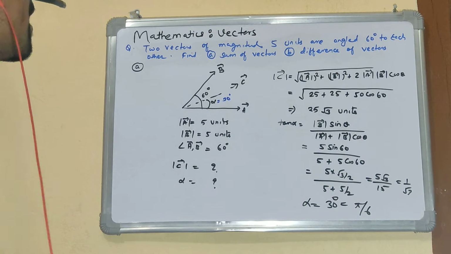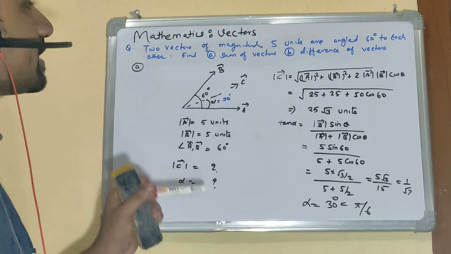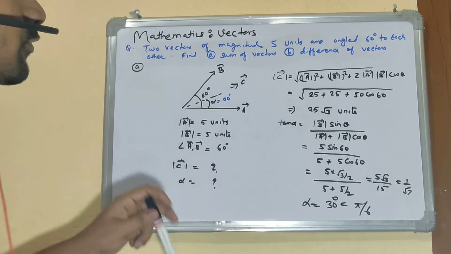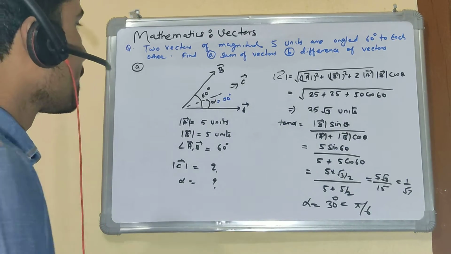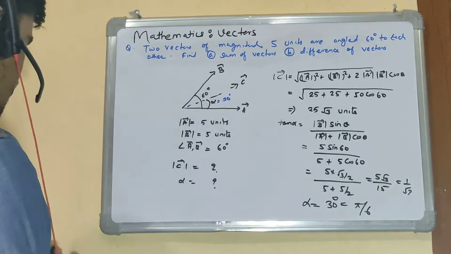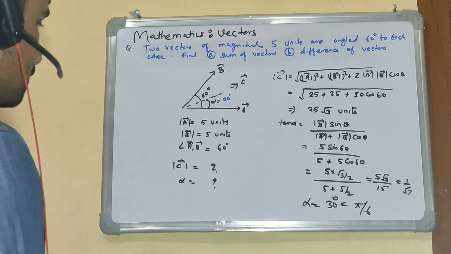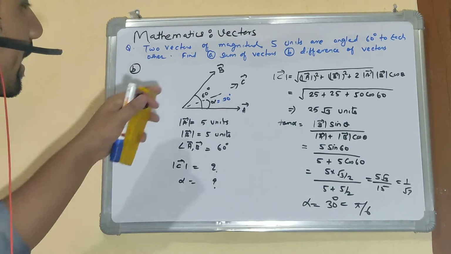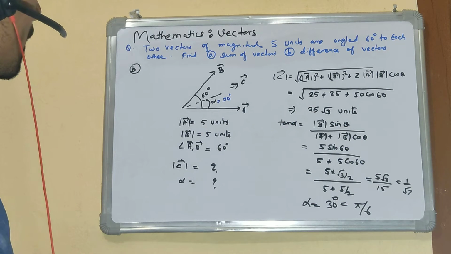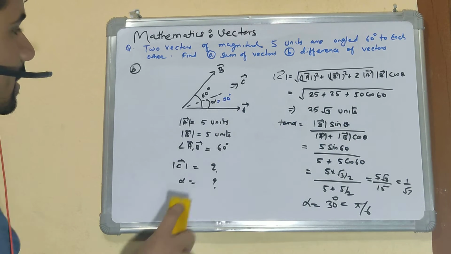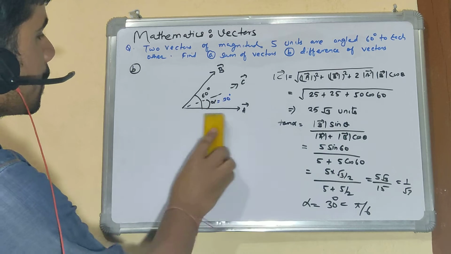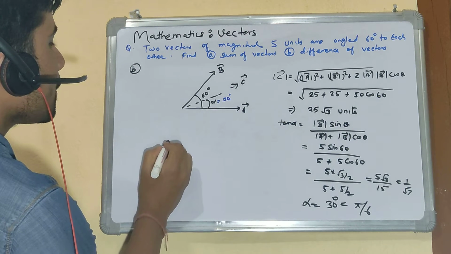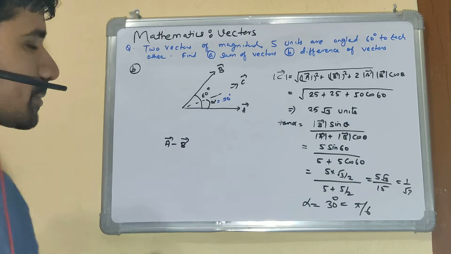Now let's move to the next part of the problem, which basically says the difference of two vectors, right? So we have the same given values. We need to find the difference of two vectors, right? Okay. So let's change this to b part. And how will my diagram change now? The diagram will change like this. Now what I need to find is a vector minus b vector, right?